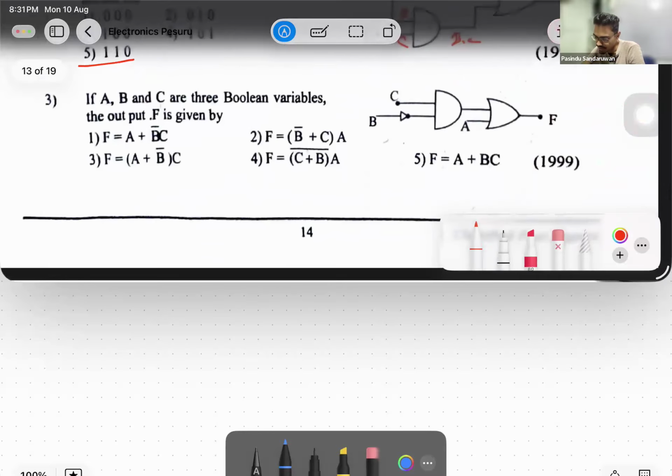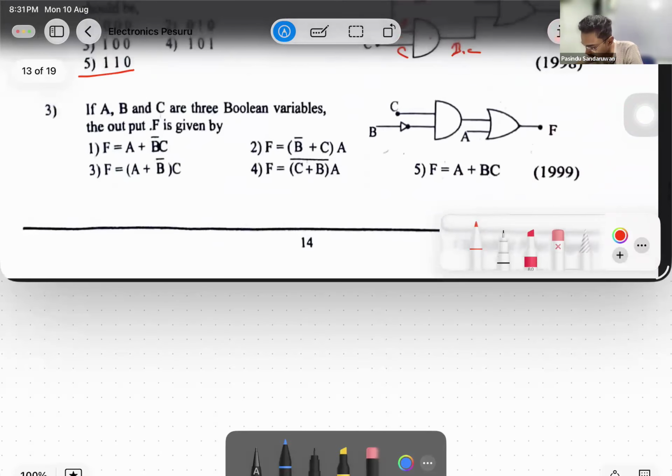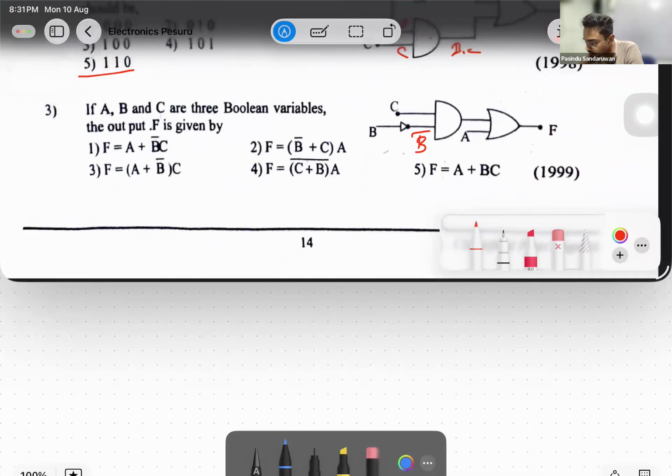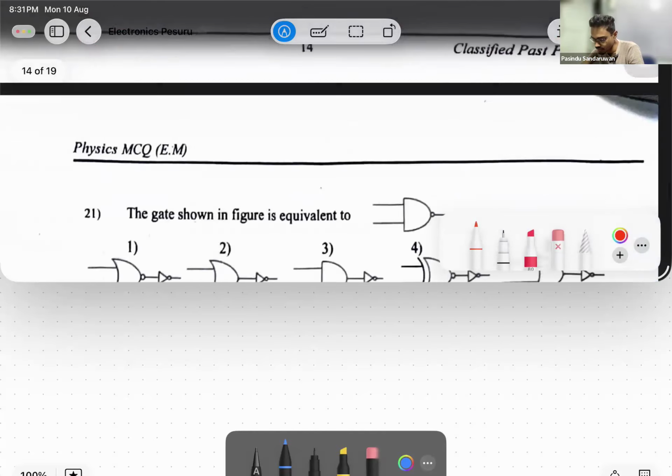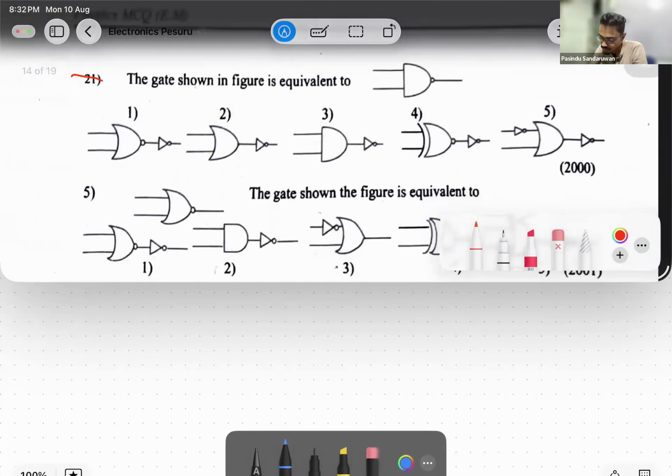3. If A, B, and C are 3 Boolean variables, the output F is given by. Then write the output. After this NOT gate, that is B bar, this is an AND gate. Then after the AND gate, what you are getting here is B bar dot C. This is an OR gate. Then final output is A plus B bar C, it's 1. This is 4.